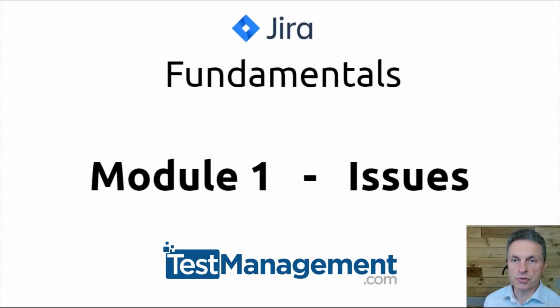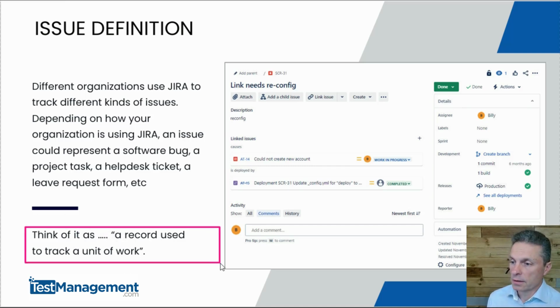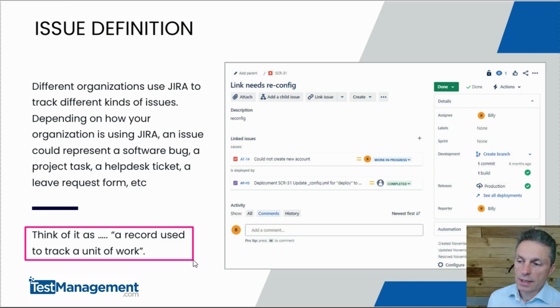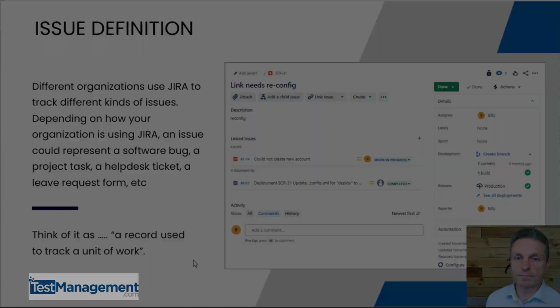Module 1, Issues. For legacy reasons, in Jira, records are known as issues. When Jira started out as a defect, bug and issue tracking software tool, a record was known as an issue. But you need to think of what they call an issue in Jira as a record used to track a unit of work. Every record in Jira is a record of information that we're using to track a particular piece and type of work.